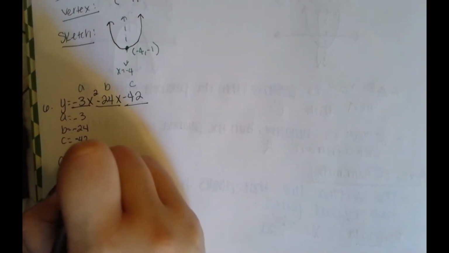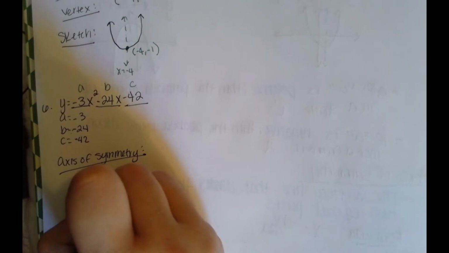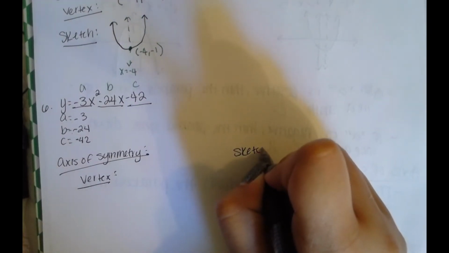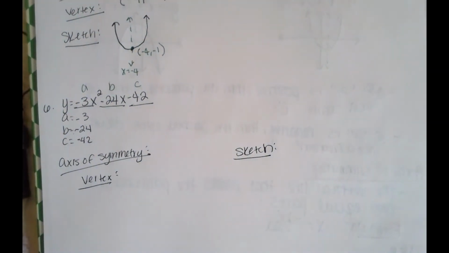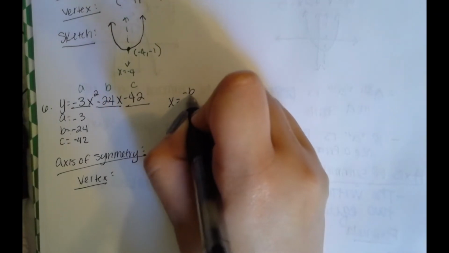So then finding your axis of symmetry, your vertex, and I'm actually going to do the sketch over here this time because I need to save room for one more example. Alright, to find your axis of symmetry, you follow the formula x equals -b divided by 2a.